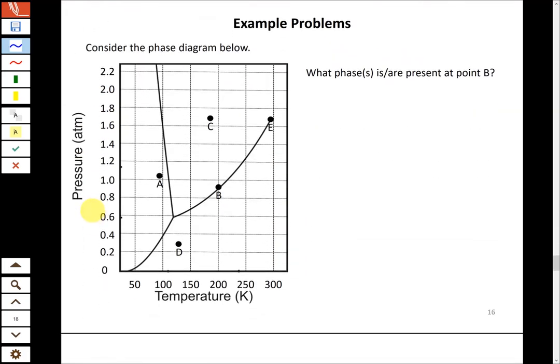If we go to point B now, same diagram, but now we're talking about point B here, what are the phase or phases that are present here? Again, same regions, solid, liquid, gas.